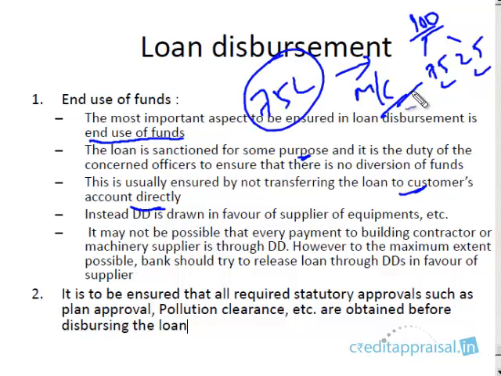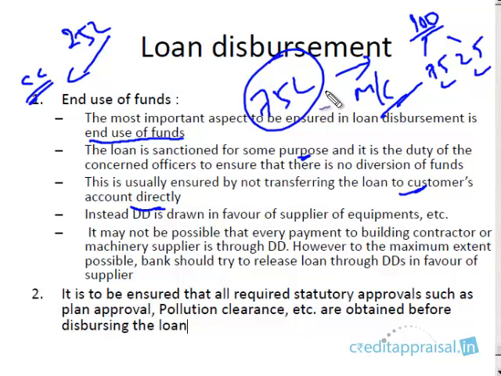You don't do that, because once you do, you have no control over the end use of funds. You don't know how the customer is going to use it. So you don't credit this directly to the customer account. Instead, you get the 25 lakhs from the customer. You ask the customer to bring in his margin, so he deposits it in his account. Say he has a current account, and he deposits this 25 lakhs into it.